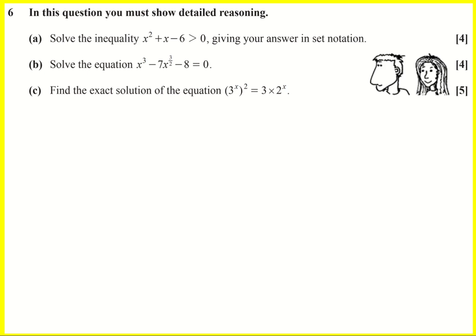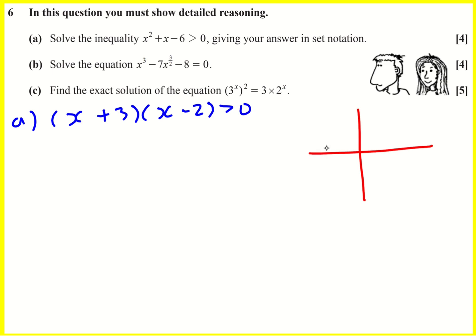Right, we've got an inequality and two equations to solve here. First of all, let's deal with what is a quadratic inequality. Step one is to factorize it. So it's going to become (x + 3)(x - 2) > 0. Now, if we plot y equals the left-hand side, this would be what it would look like.